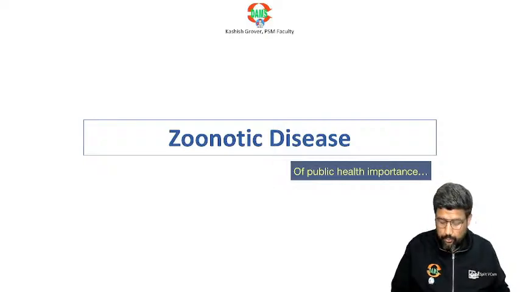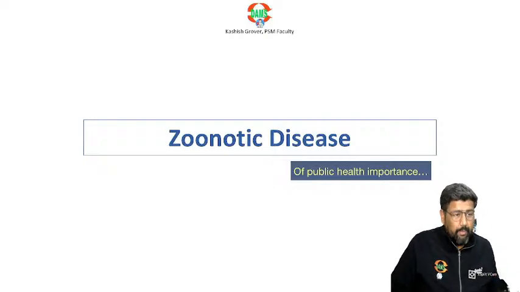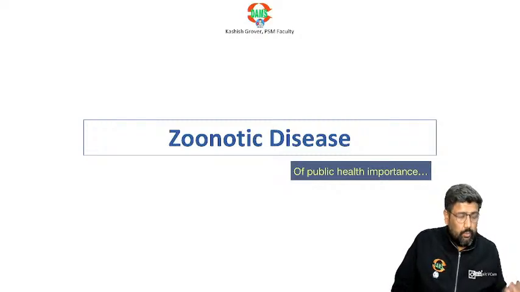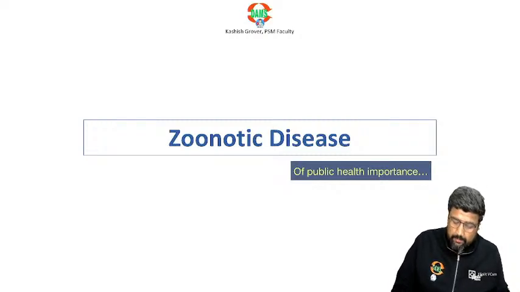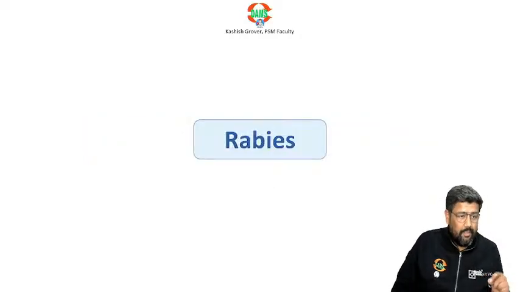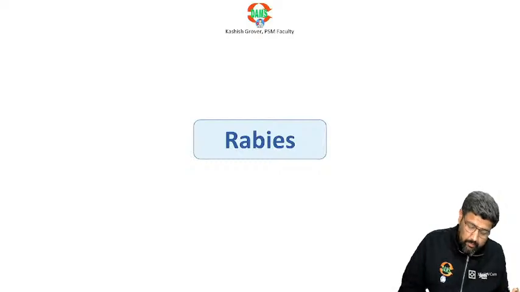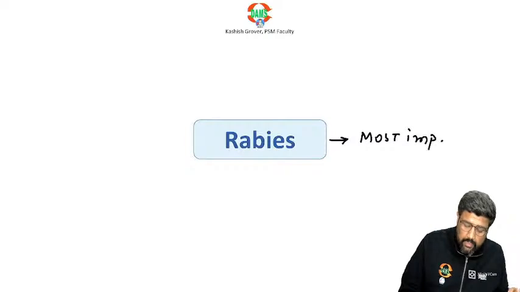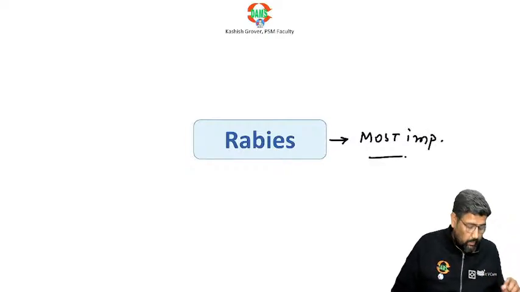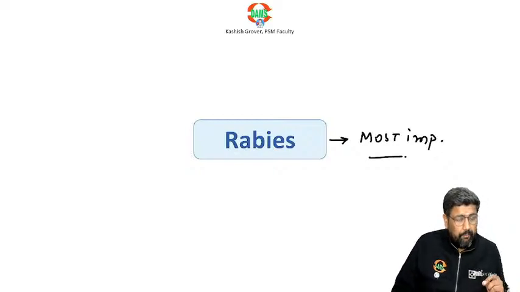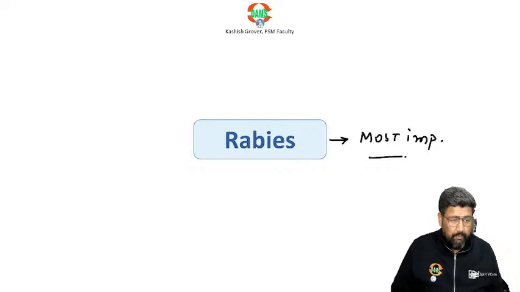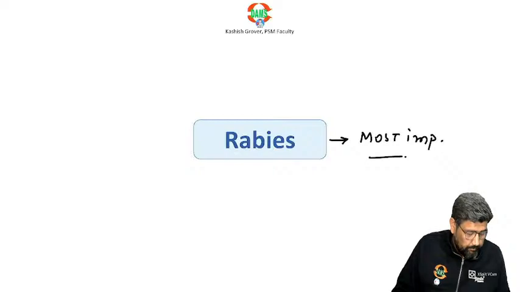So today I'm going to talk about a very important topic, and the topic is zoonotic diseases of public health importance. The first disease I'm going to talk about is rabies, the most important zoonotic disease. There are many confusions about the guidelines and the management. I'm going to address those also.